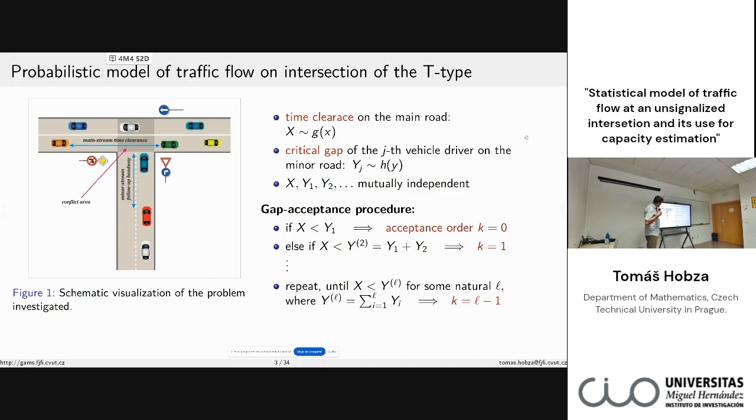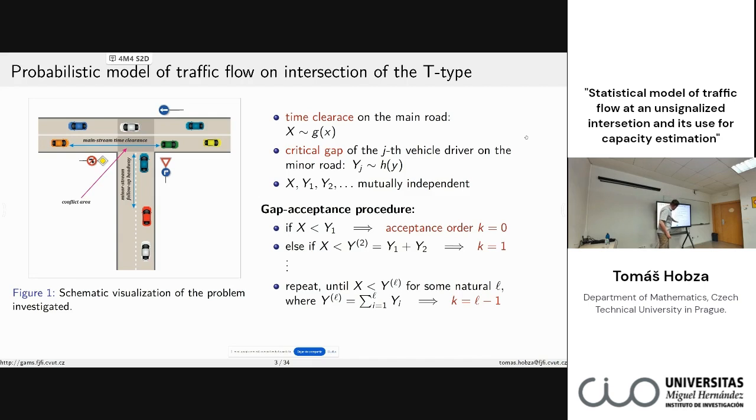In the extreme case, if you go there and you go there tomorrow with a different mood, you can get a different time. So we would like to model it as a random variable. So we have two random variables. One is the time clearance, and the second one is the time in the head of the driver, which is the critical gap, whether to enter or not to enter. So this is basically the situation.